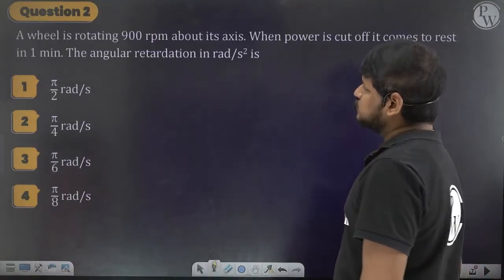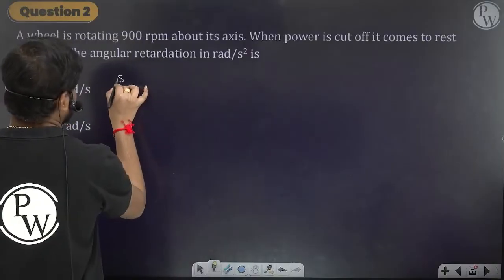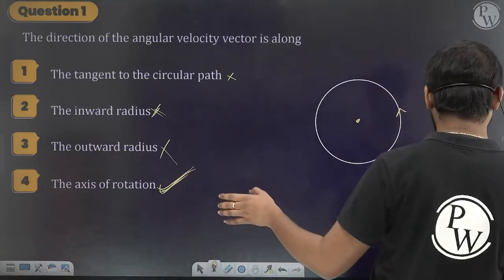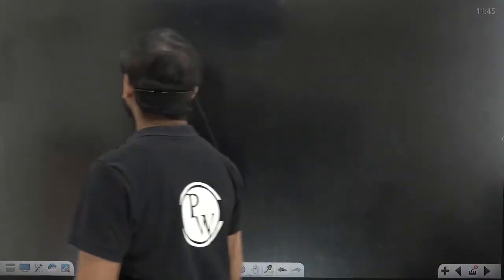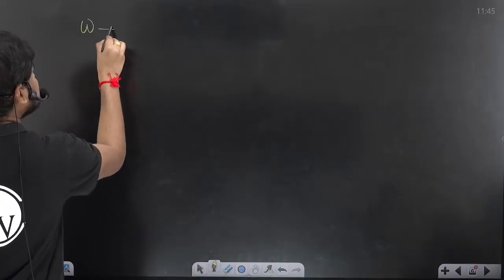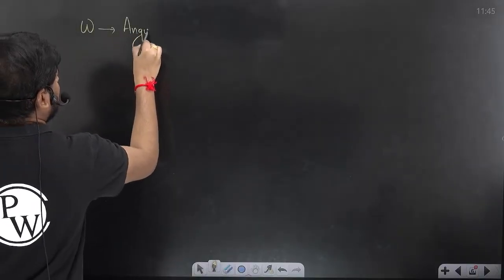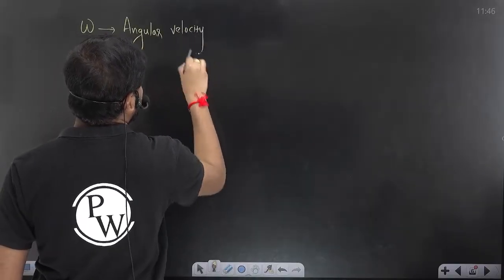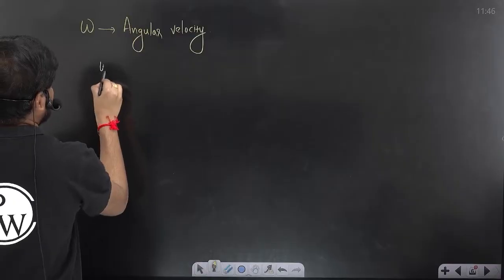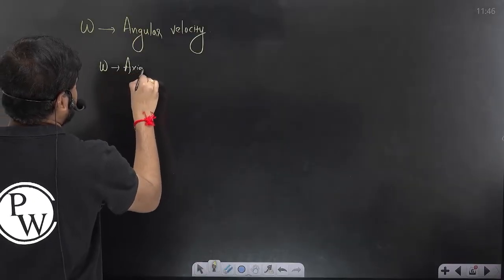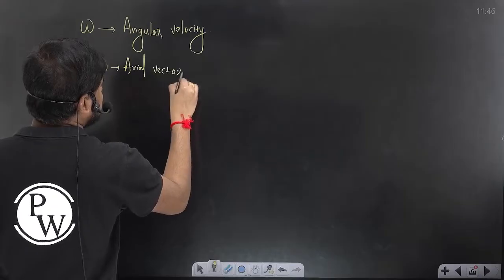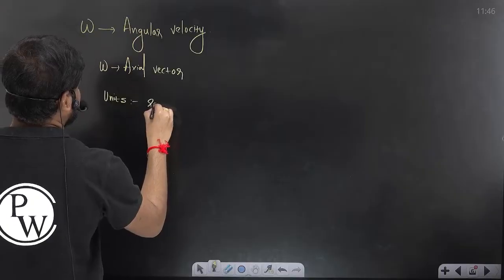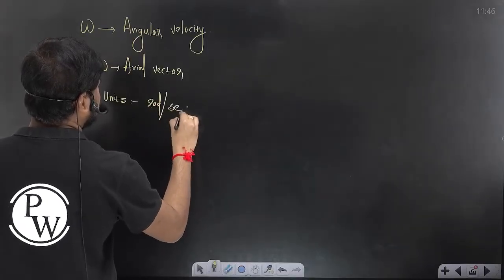So let's take one more question, a simple question. What does the question say? See, one more thing. Before solving this question, let me add one more slide. We have seen what omega is. Omega is angular velocity. This angular velocity has a direction, it is an axial vector. This also we have seen. And its units are radian per second.